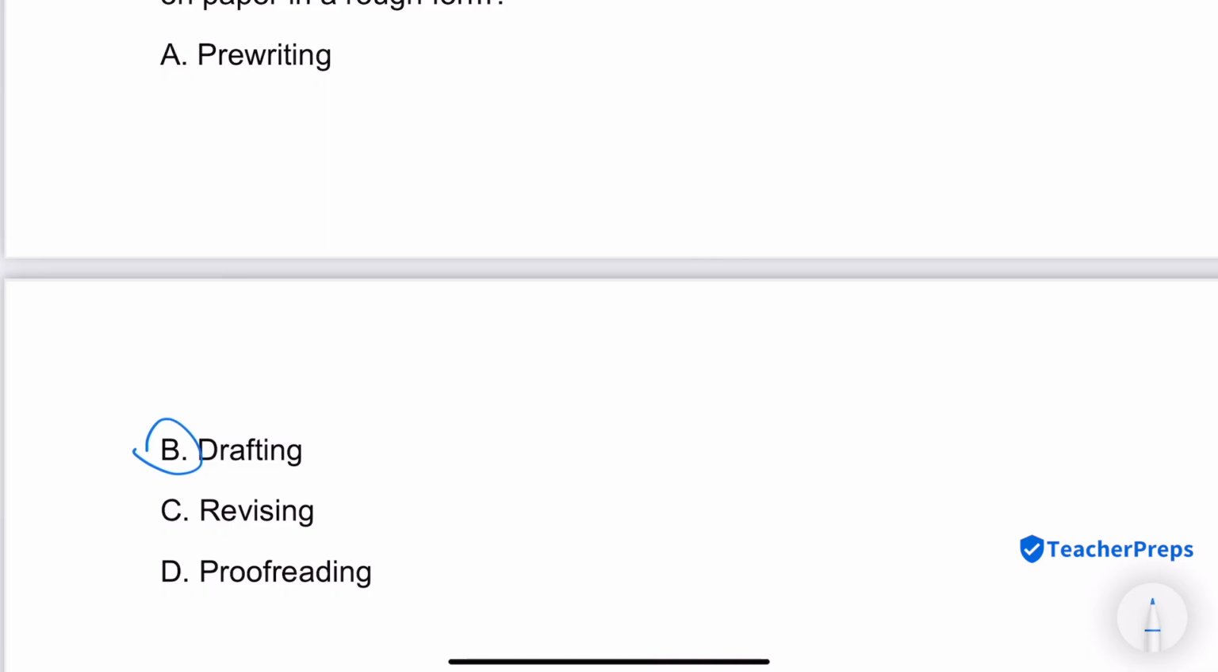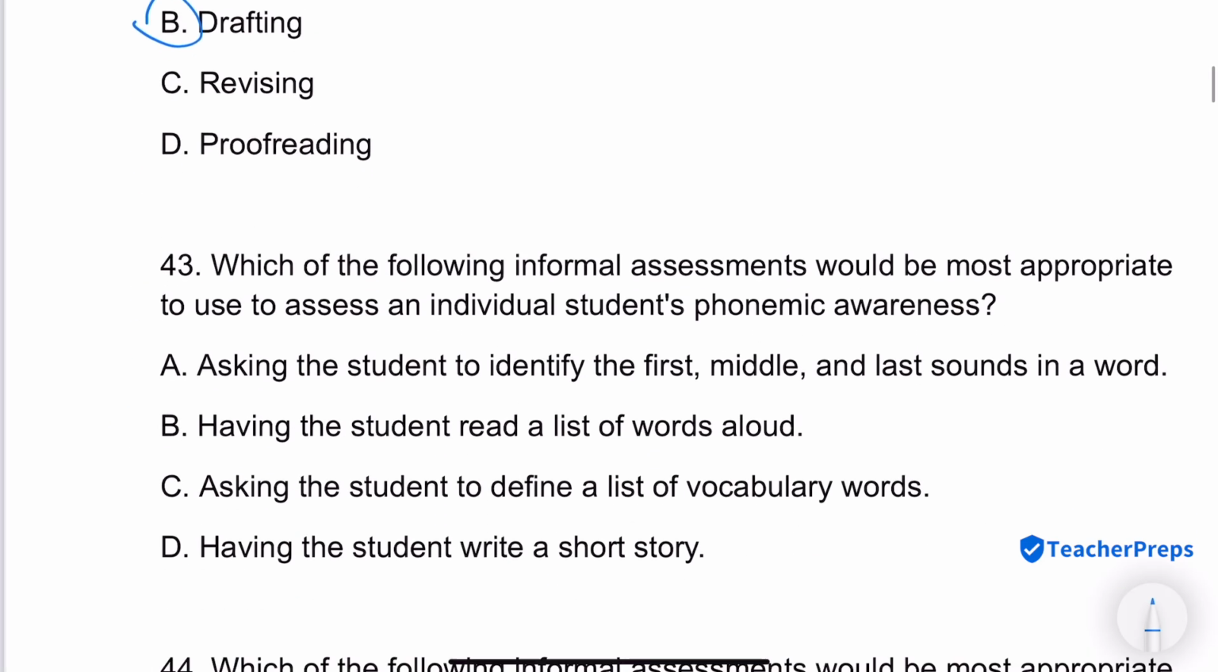Remember that this is the stage where you get all of the ideas down. It's what I like to call the sloppy copy. You're not worrying about spelling or perfect grammar yet. You're just focused on getting your ideas onto paper. Polishing will come later. All right, question number 43.